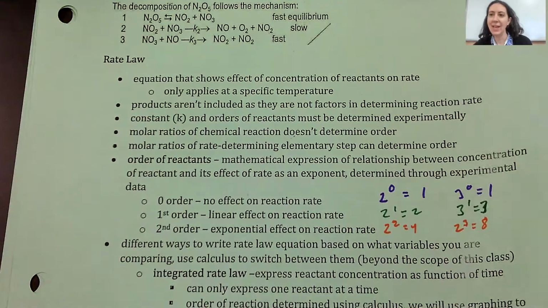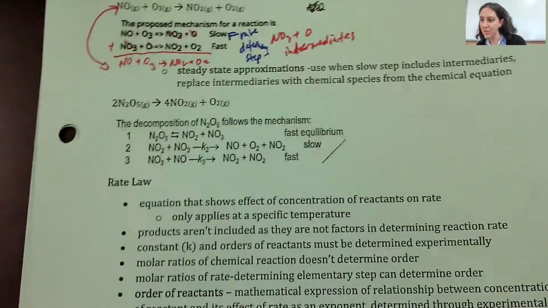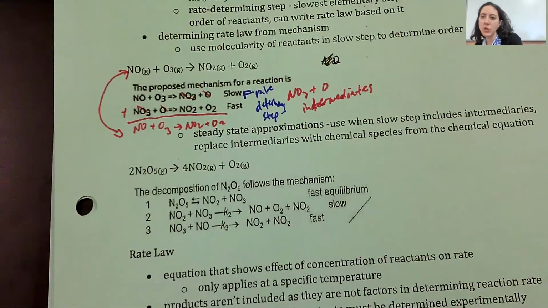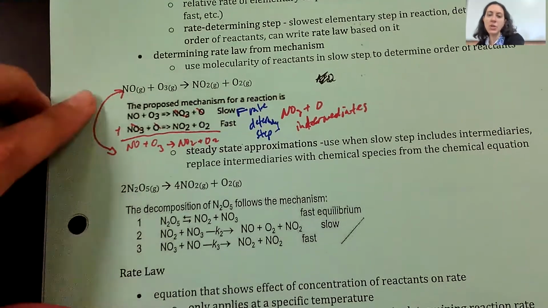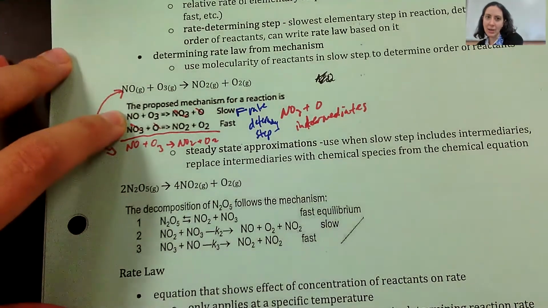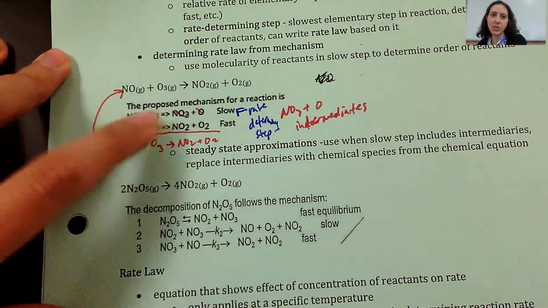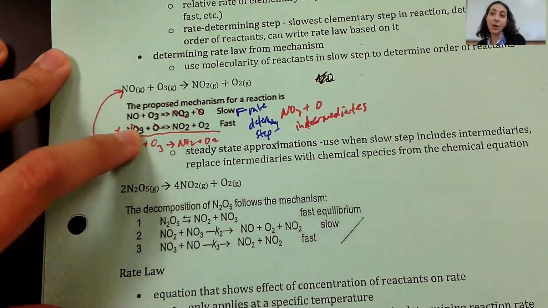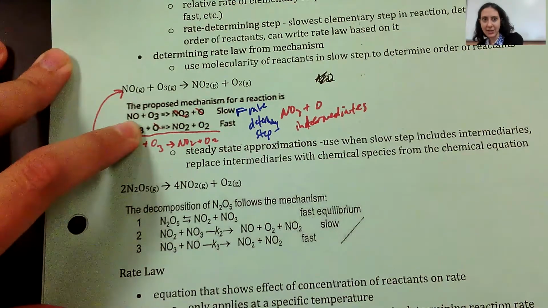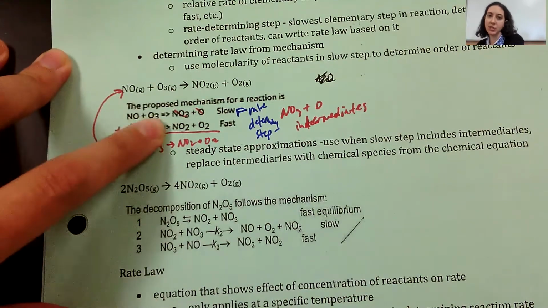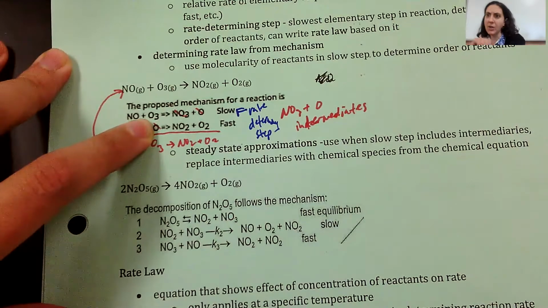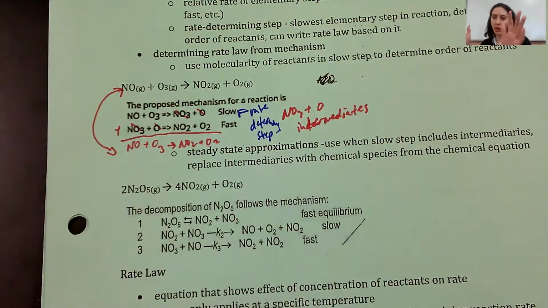So order is important. And we can go back to mechanisms for just a second. Usually determining order is the important thing when you're trying to write a rate law. So you can use a mechanism. The slow step is going to tell you the order of the reactants. So whatever reactants appear, and their molar ratios, is the order. What that would suggest for us here is that nitrogen monoxide and ozone, because they both appear in the slow step, and they only appear once, are both first order reactants. We'll revisit it, but just to start thinking.